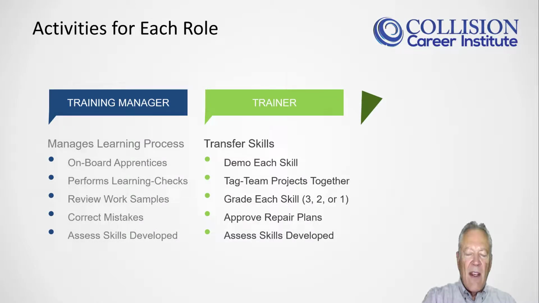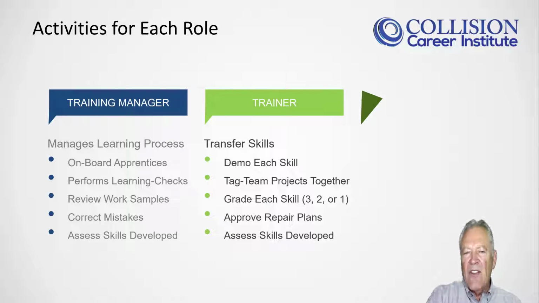The trainer transfers the skills. They are the mentor for this trainee. They develop great skills on how to demonstrate what they know and what they're trying to transfer to their new trainee, often using a tag team approach on different projects, helping them learn how to do it gradually, backing away from that process and allowing the apprentice to take over where appropriate.